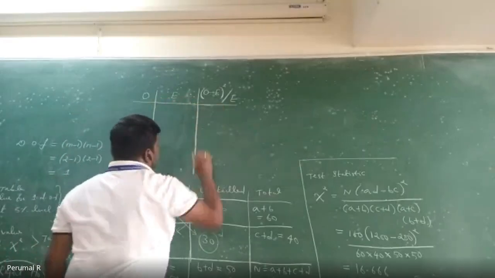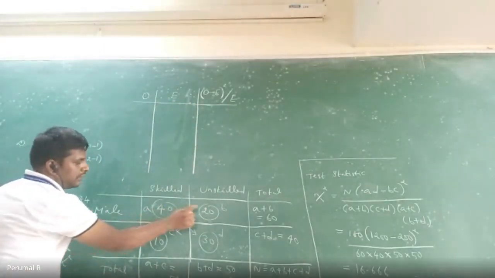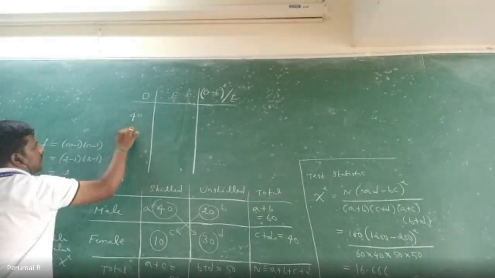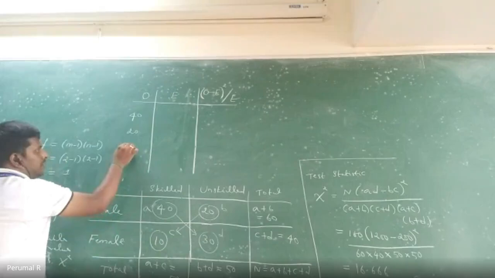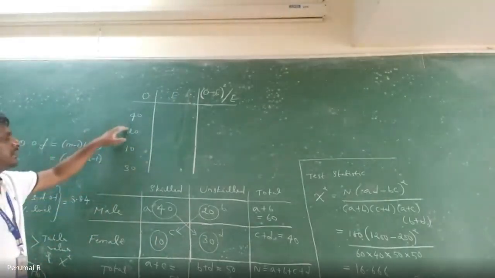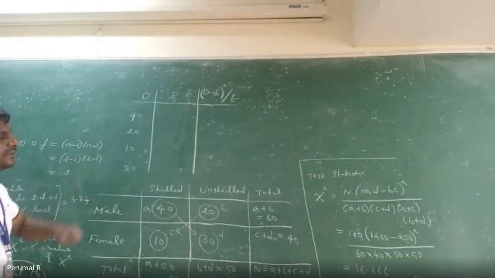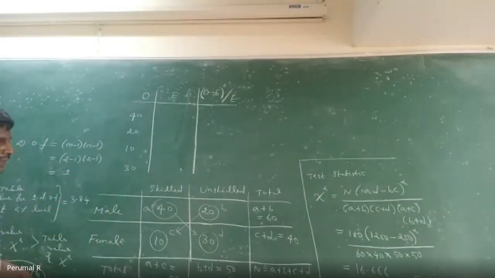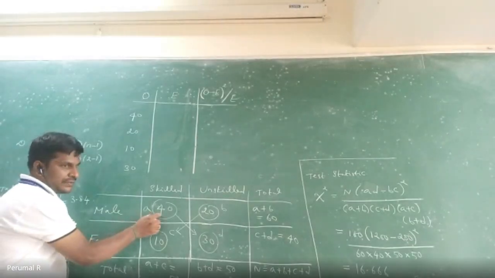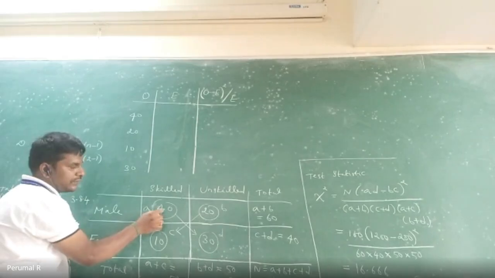First you have to write your observed frequency. What are the observed frequencies? 40, 20, 10, 30. You can write here 40, 20, 10, 30. First you list out the given observed frequencies. Now you have to compute your expected frequency. First we compute the expected frequency for the observed frequency 40.